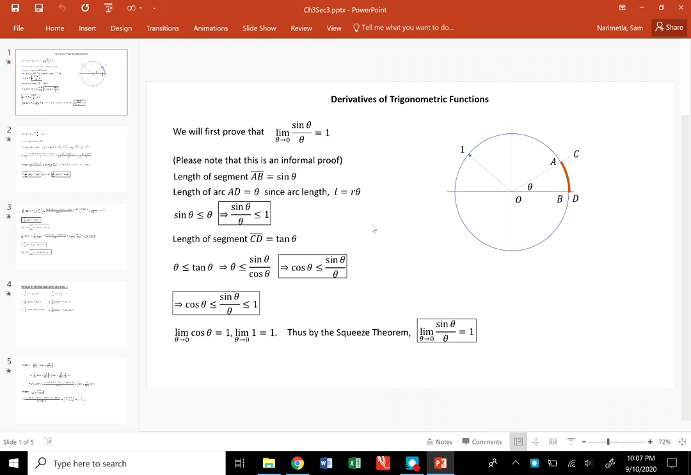Our focus is going to be on 3.3 today, and this is about derivatives of trigonometric functions. One of the first things we'll do is prove that the limit of sine theta over theta as theta approaches 0 equals 1. A lot of people don't even bother to prove it, and at a later time they will talk about something called L'Hopital's rule, and then they'll do this, but just for the heck of it.